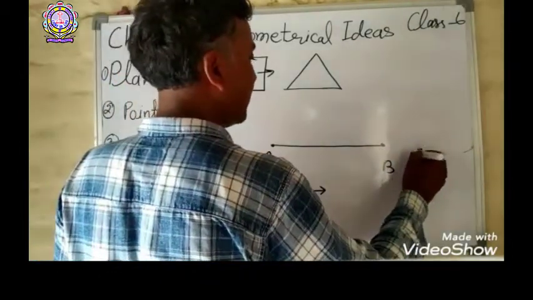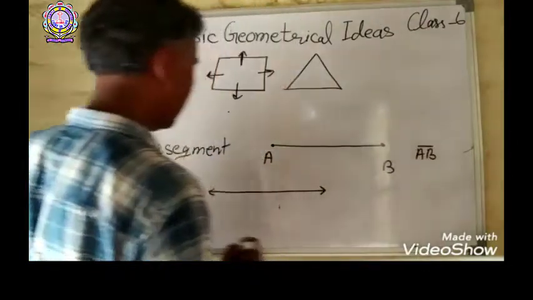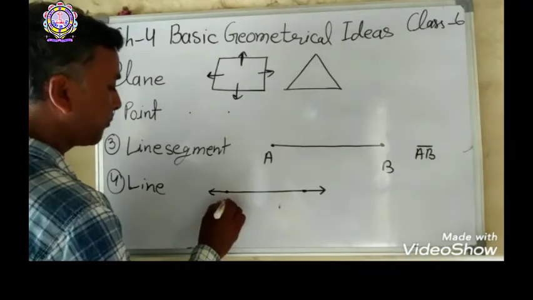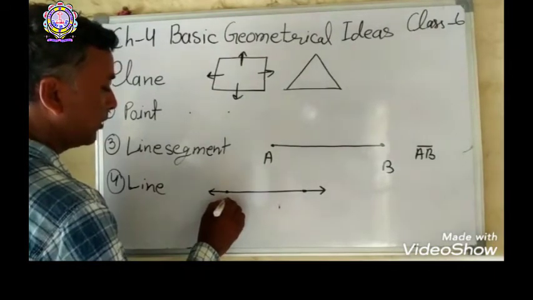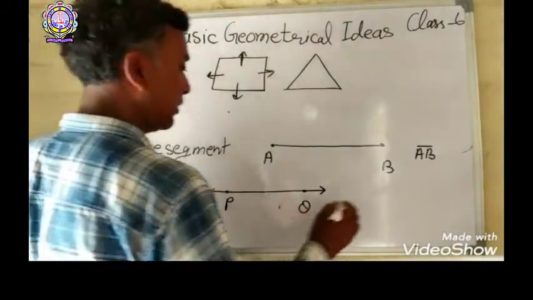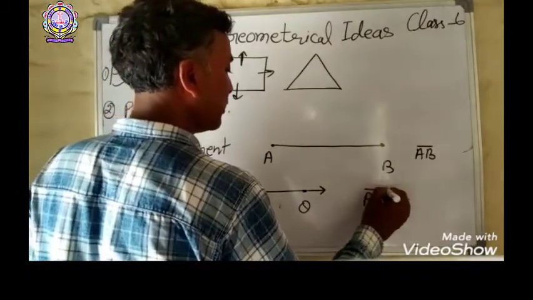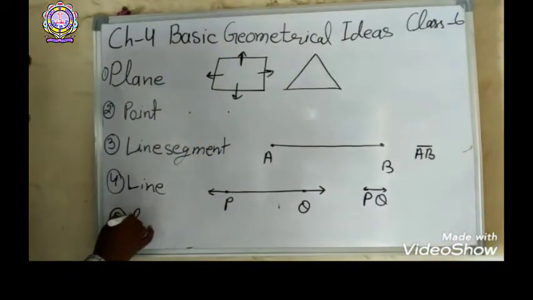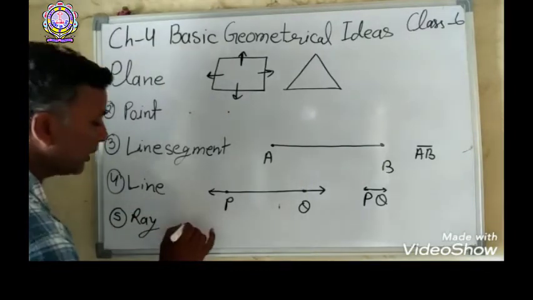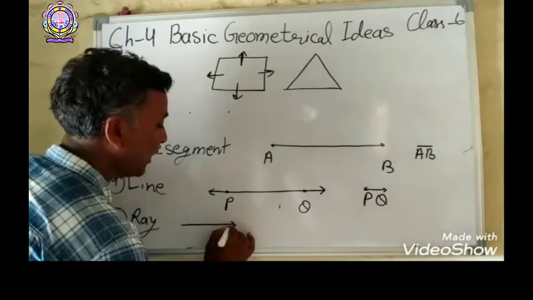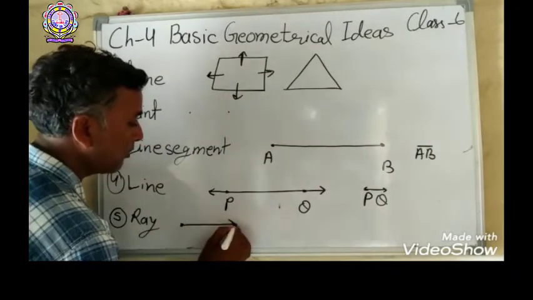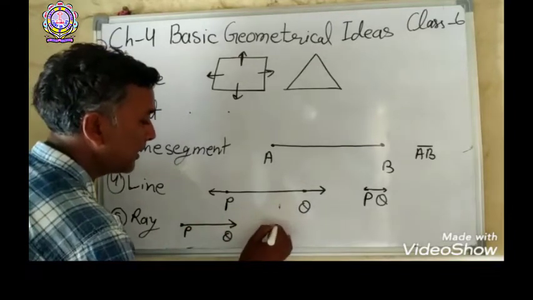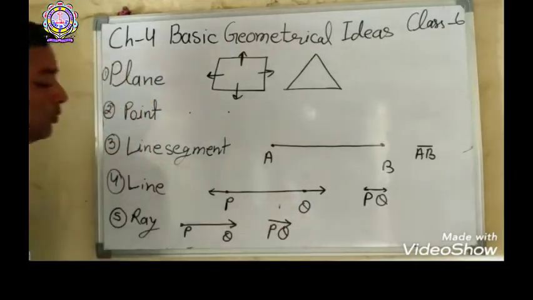So line segment AB, we write like this. And line PQ, that is a line. So we write line PQ. Another point, number 5, is ray. A ray has one endpoint and one head. So we represent ray PQ like this.